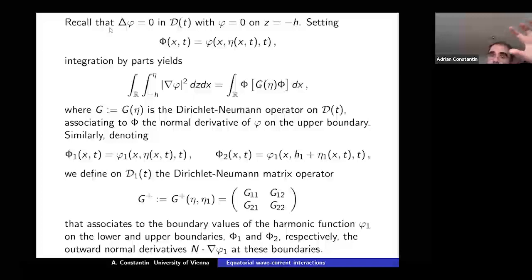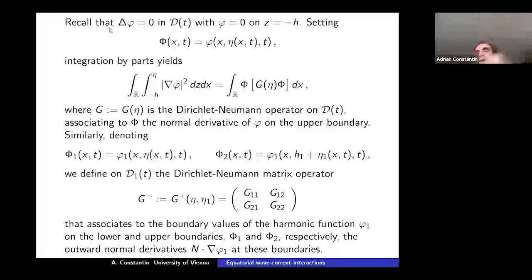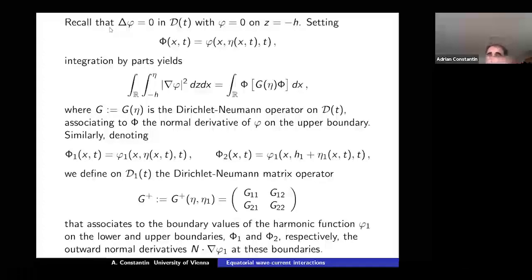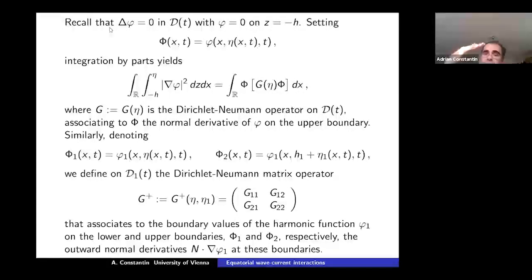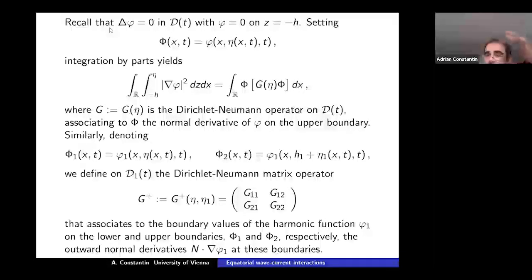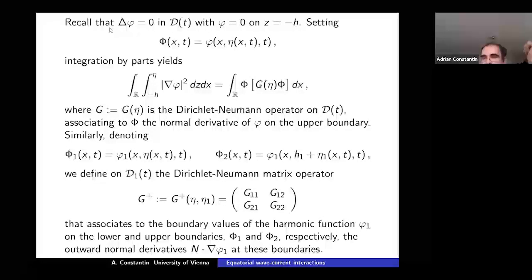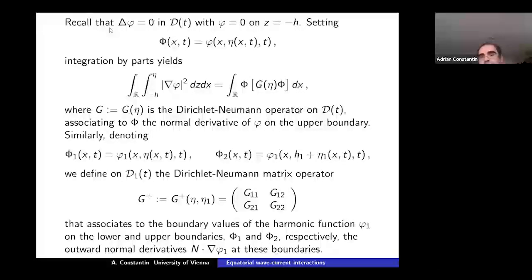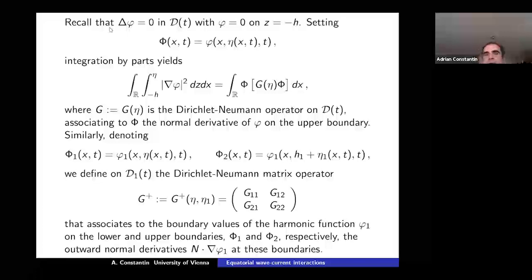But then when you go to the upper layer, there you have two free boundaries, so to say. You have the interface, the thermocline, and you have the free surface. So what you have to deal with here is a matrix operator, because you have two conditions. You have a Dirichlet condition on the thermocline, another one on the surface, and you want two outward normal derivatives at the free surface and at the interface. So this is a matrix one. So for the upper part, you have a matrix operator. For the lower part, the fact that you have a flat bed simplifies things, and it's a scalar thing.